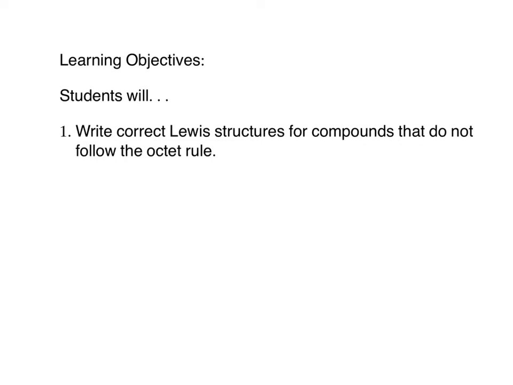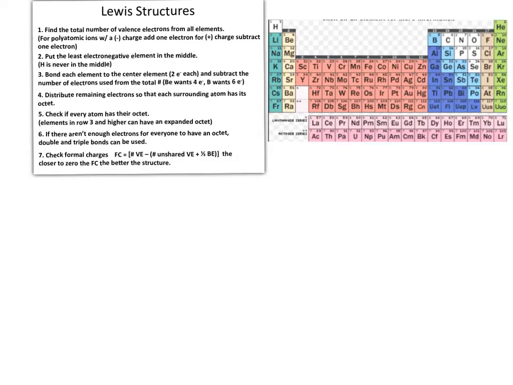After watching this video lecture, students will be able to write correct Lewis structures for compounds that do not follow the octet rule. Let's look at a couple of examples in which the rules for creating Lewis structures are slightly altered because of the features of the atoms involved.